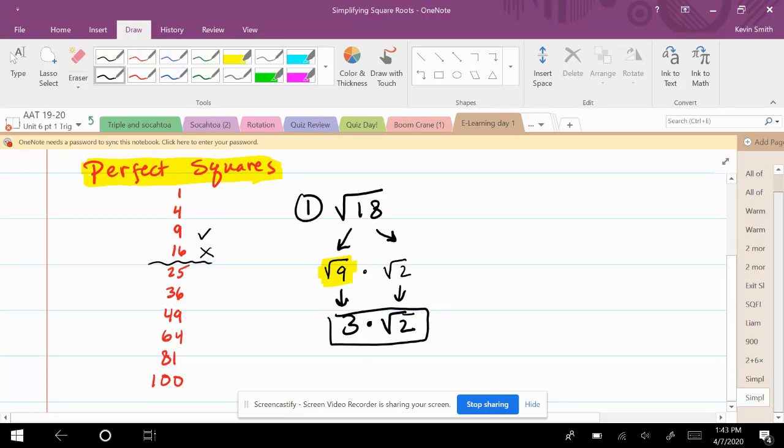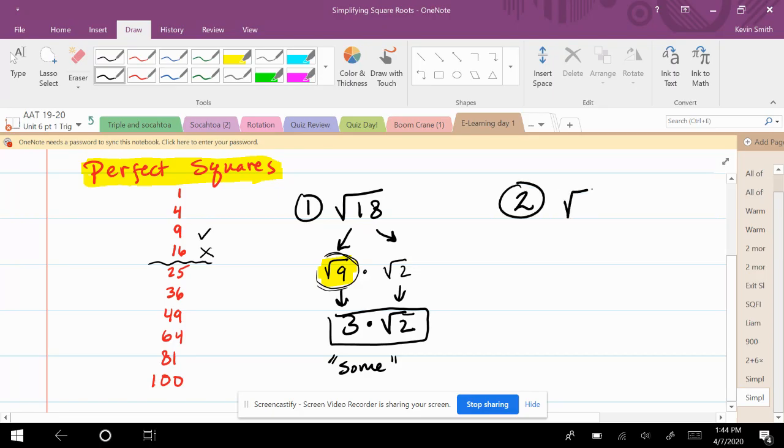The square root of 2 is not a nice number, so we would just leave it like that. And so, in essence, we've taken some of the square root. We didn't take all of it, because 18 isn't a perfect square. But we could break it up where we could take some of the square root. And so that's really all you're doing. The goal here is to try to break these up and find a perfect square in there. So let's do another example.